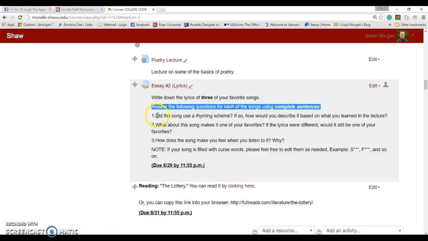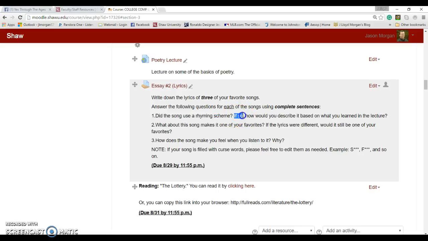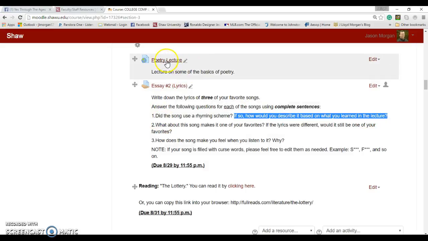So the first question is, did the song use a rhyming scheme? You're like, well, what's a rhyming scheme? Well, guess what? If you look at the poetry lecture and watch that, it will teach you that. If it does use a rhyming scheme, how would you describe it based on what you've learned in the lecture? I don't want to spoil this too much because I really want you to learn it in the poetry lecture.